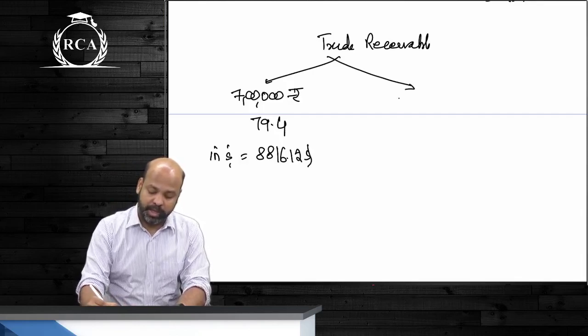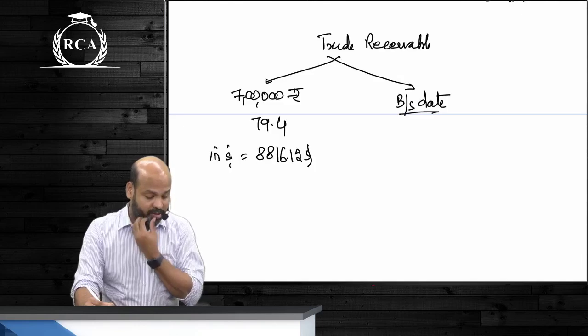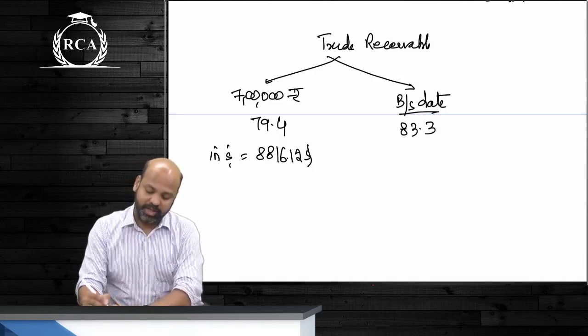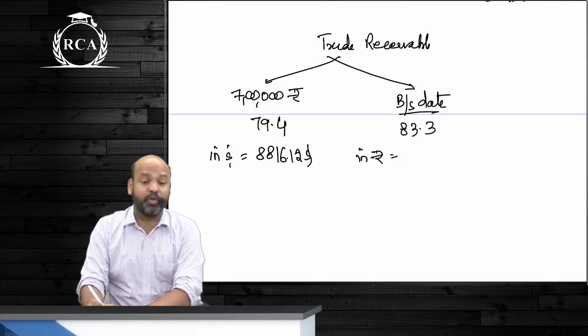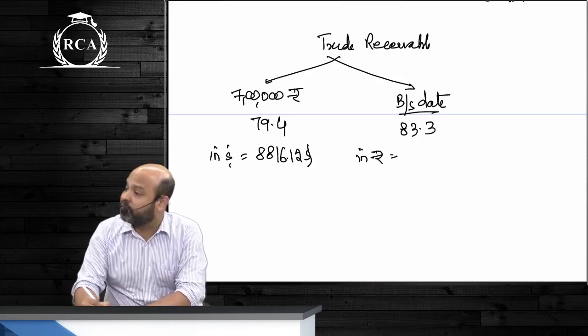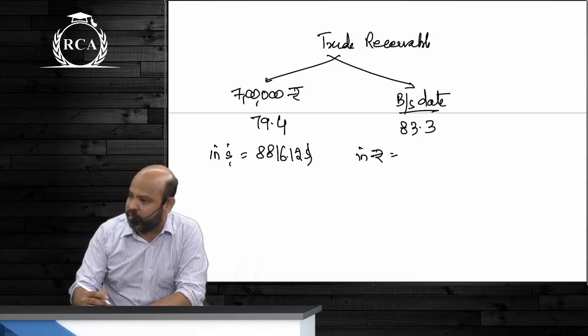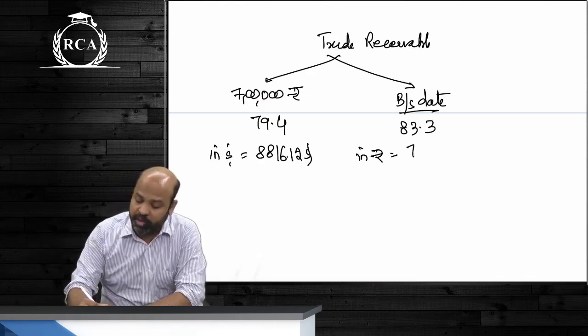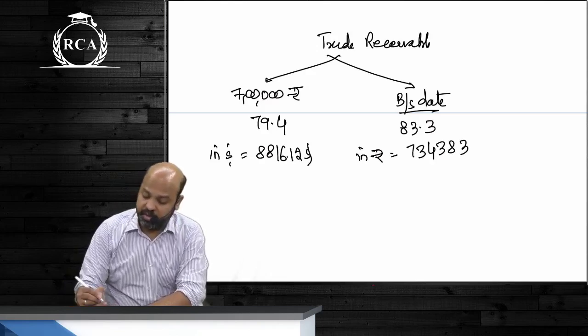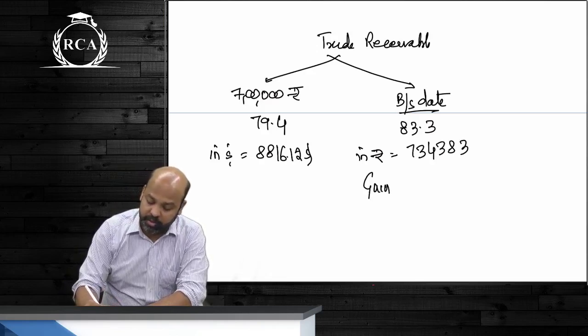Same thing, beta, on balance sheet date. What is the exchange rate? 83.3. थोड़ा जल्दी प्रोसेस करो ना बेटा इंफॉर्मेशन. In rupees, what will be that, guys? $8,816 into 83.3 rupees. 7 lakhs 34,383, guys. Therefore what is the gain, beta?